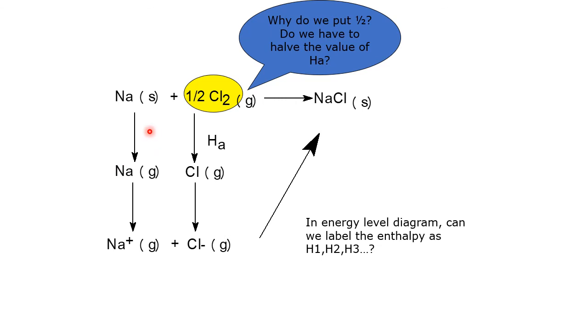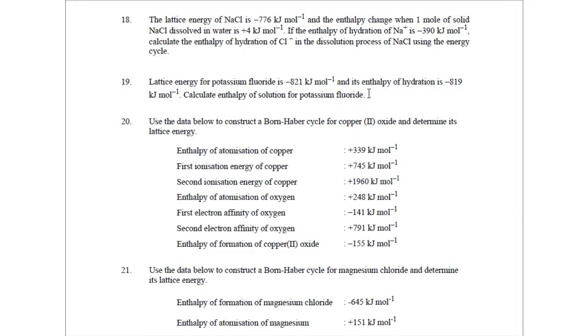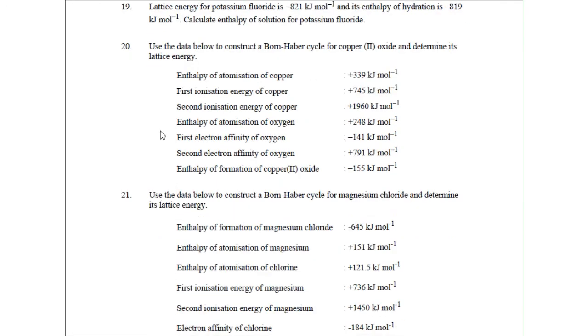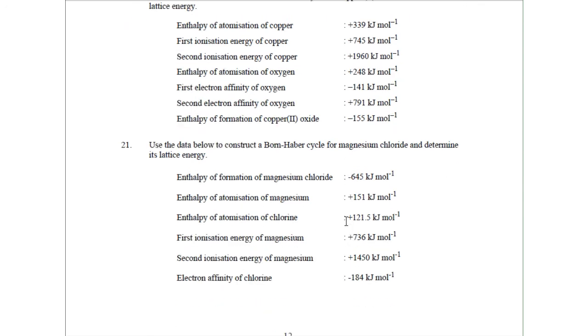Okay, please try your tutorial questions. After you learn about the dissolution process and Born-Haber cycle in the energy cycle method or energy diagram method, now you have to answer the tutorial questions. Questions number 18 and 19 are related to the dissolution process. You can try the vector method based on definition, or you can try the formula method. It also doesn't matter as long as you can answer correctly. And then 20 and 21, you need to form the Born-Haber cycle. One is copper oxide, another one is magnesium chloride.